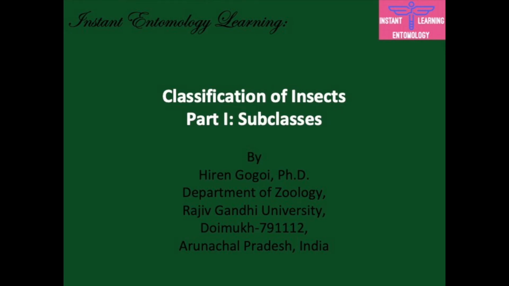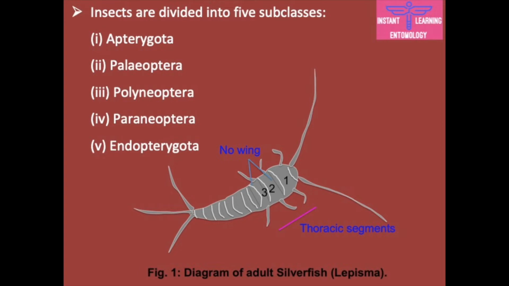Instant entomology learning. Classification of insects. Part 1. Subclasses. Insects are divided into 5 subclasses: Apterygota, Palaeoptera, Polyneoptera, Paraneoptera and Endopterygota.